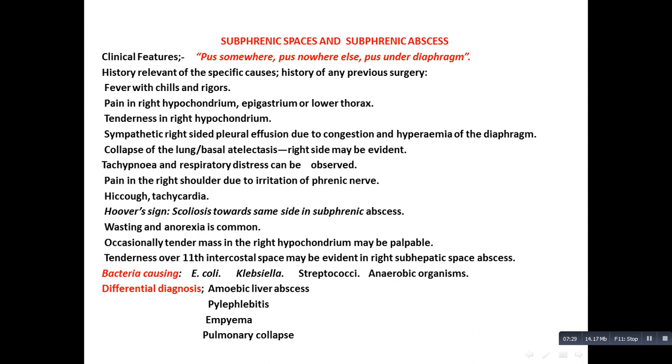Bacterial causes of subphrenic abscess include E. coli, Klebsiella, streptococci, and anaerobic organisms. Other differential diagnoses of subphrenic abscess: amoebic liver abscess, pyelonephritis, empyema, and pulmonary collapse.